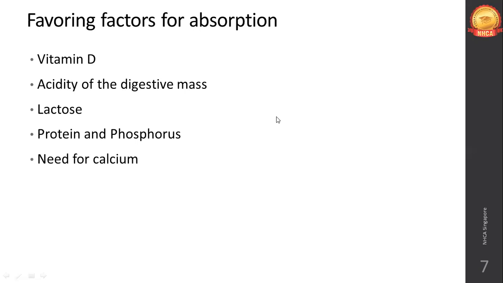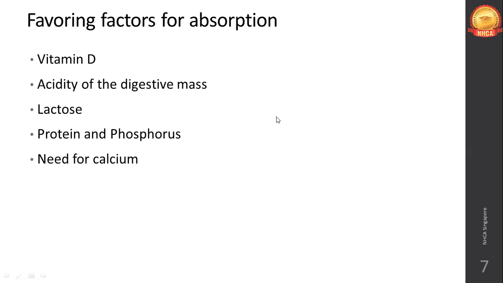The next factor is the need for calcium, which arises specifically during pregnancy, lactation, and the growing years of the child, that is school children and teenagers. Definitely your body has a higher requirement for calcium. If you compare these physiological phases of pregnancy, lactation, adolescence with other phases of life, the need for calcium is much higher. When the need is higher, the body will tune itself in such a way that the absorption of calcium is also higher.